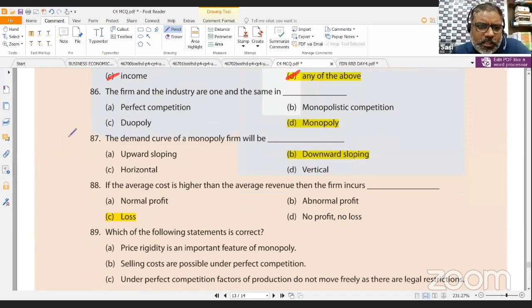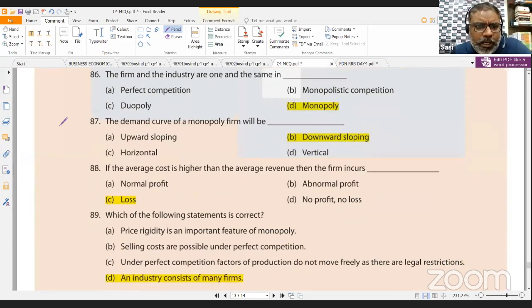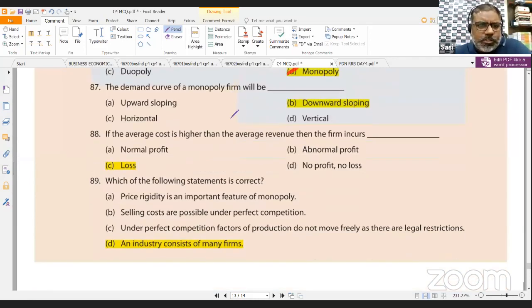So D, Delhi is the correct answer for 85th question. 86th question, the firm and the industry are one and the same. Firm is same, industry is same. In where? Only in monopoly, because there is only one firm, which itself is industry. So D, Delhi is the correct answer for 86th question.